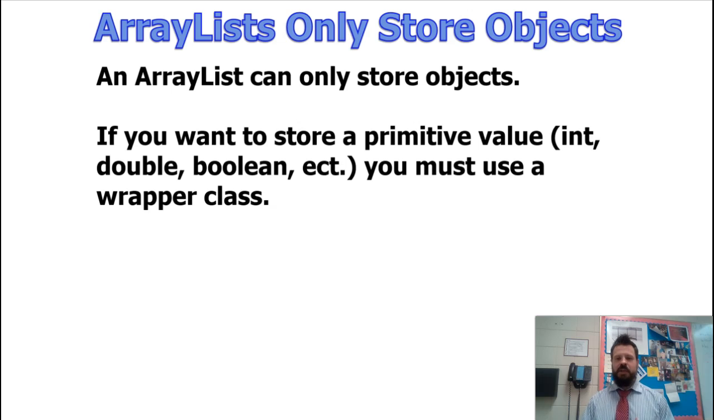Now, the next thing you need to know about ArrayLists is that ArrayLists can only store objects. They can't directly store our primitives, such as ints, doubles, or booleans. Okay, the reasons for this, we'll get into at the end of the course when we start talking about hierarchies of classes and inheritance and polymorphism and stuff like that. But for now, what you need to know is that if you want to store a primitive value, such as an int, double, or boolean, you must use one of the wrapper classes so that that primitive value is treated like an object.